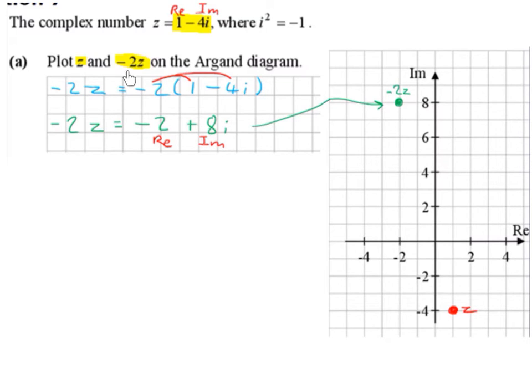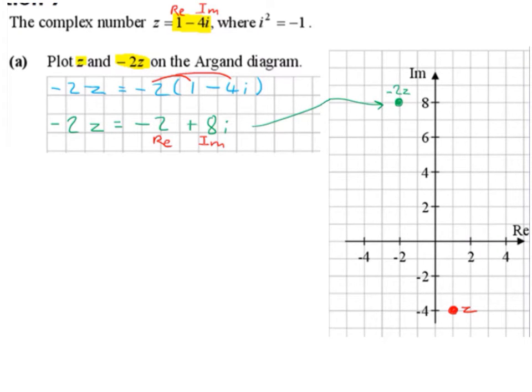Next we need to work out minus 2z. So we need to multiply minus 2 by 1 minus 4i. So we write down 1 minus 4i with brackets around it, and we stick minus 2 in front of it. Minus 2 by 1 is minus 2. Minus 2 by minus 4i is plus 8i. A minus by minus is a plus.